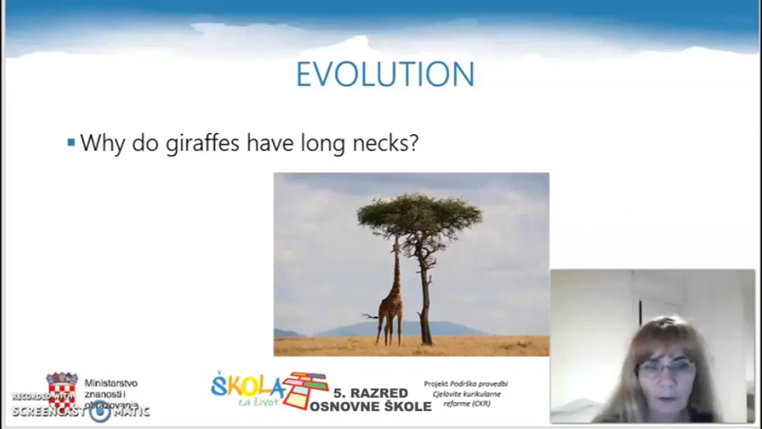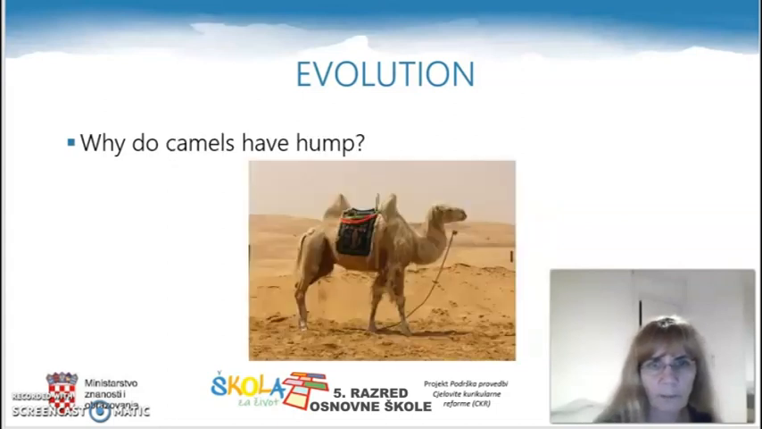Evolution is the change in the characteristics of some animals to adapt to new habitats. For example, that's why giraffes have long necks. They adapted to the habitat. And also camels. Why do camels have a hump? Well, the humps are full of fat, so that camels can live without food and water for several days. They simply adapted to the habitat, to the desert, because they cannot find food and water every day.